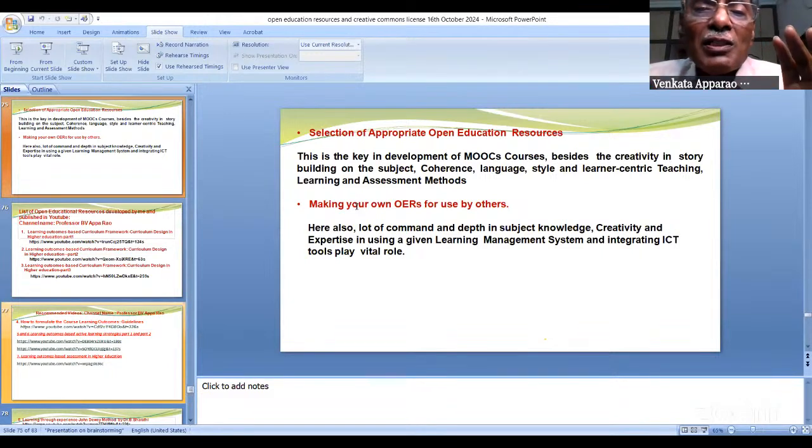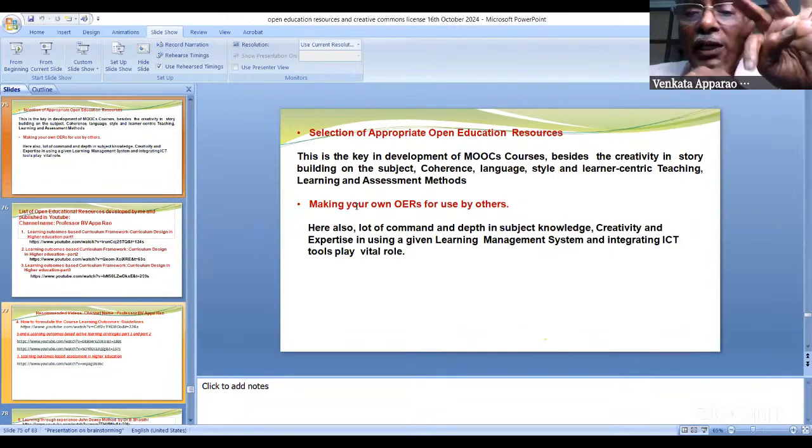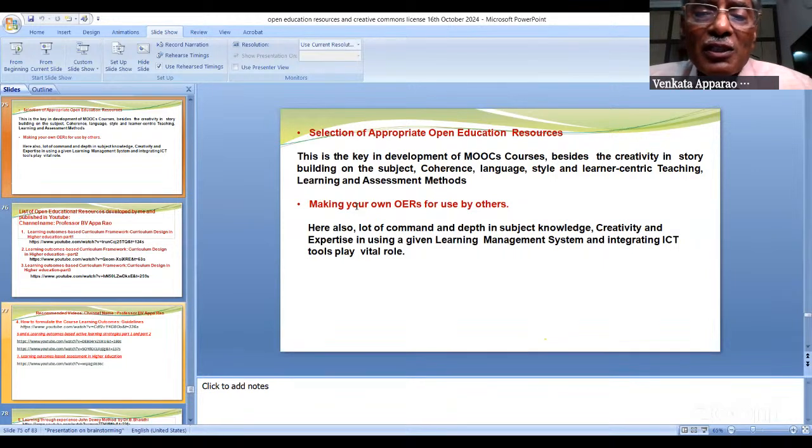Besides, creativity in building on the subject, coherence, language, style, learner-centric teaching, learning, and assessment methods. Please look at this. Make your own OERs for use by others. Here also a lot of command and depth in subject knowledge, creativity, and expertise in using a given learning management system and integrating ICT tools play a vital role.